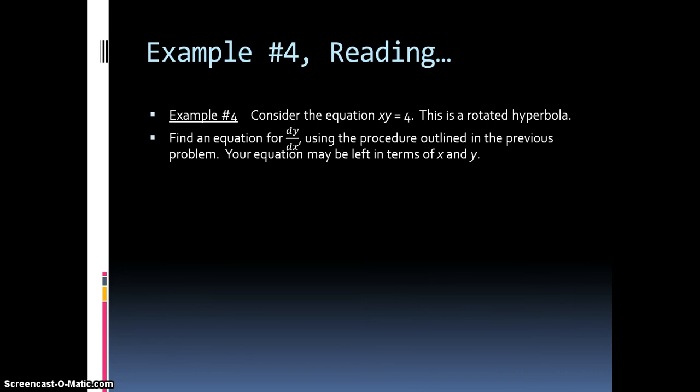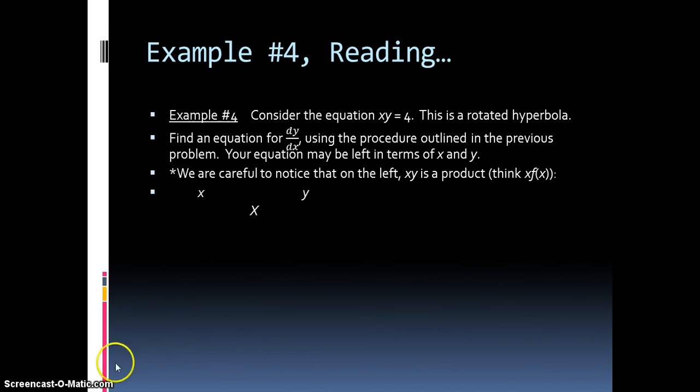We want to find an equation for dy dx using the procedure we just talked about, and our equation may be left in terms of x and y. So careful, we need to notice that on the left, xy is a product. Think of it as x times f of x.